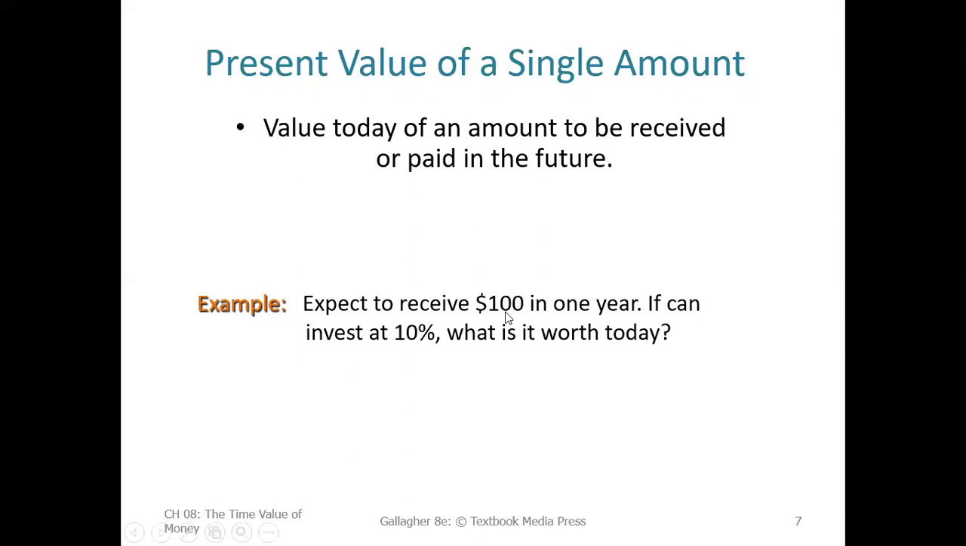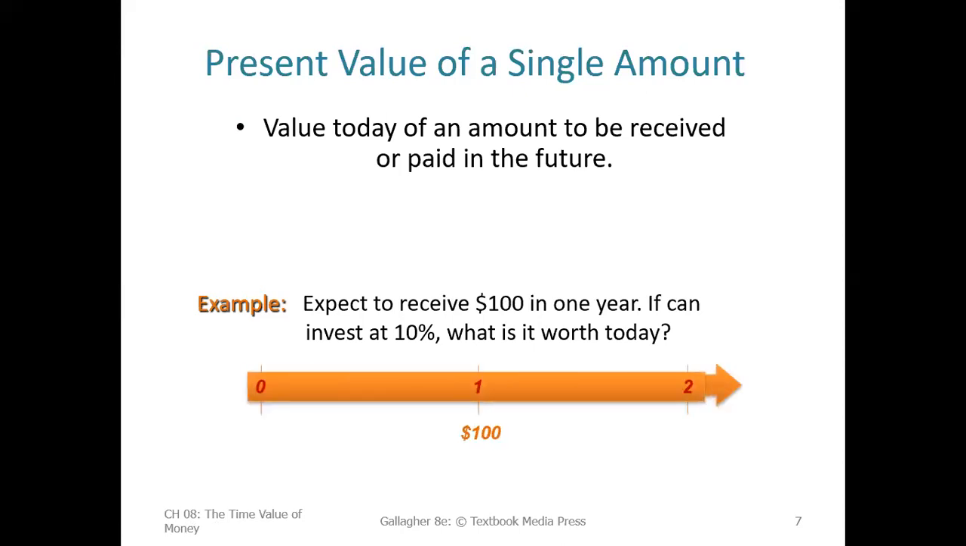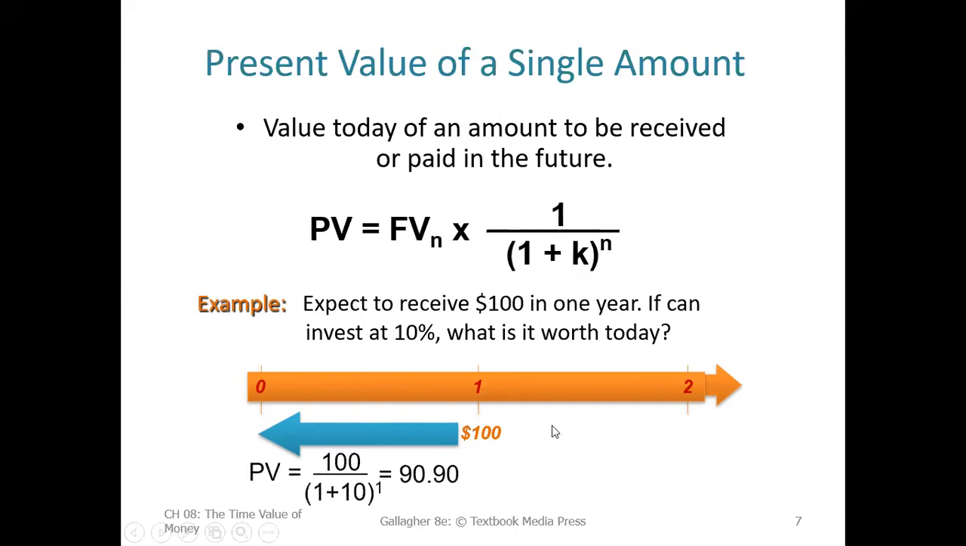So this is the present value question. You expect to receive $100 in 1 year. If you can invest at 10%, what is it worth today? So the question is just the other way around. Let's say the present value question. So 1 year later you receive 100. How much is it worth today if the interest rate is 10%? So you're going back, so the calculation is going to be done the other way around.